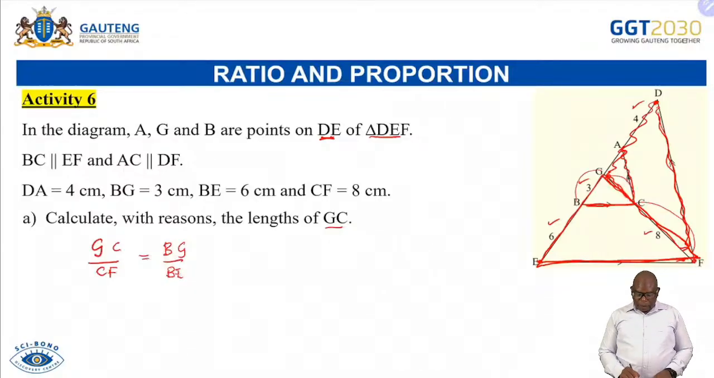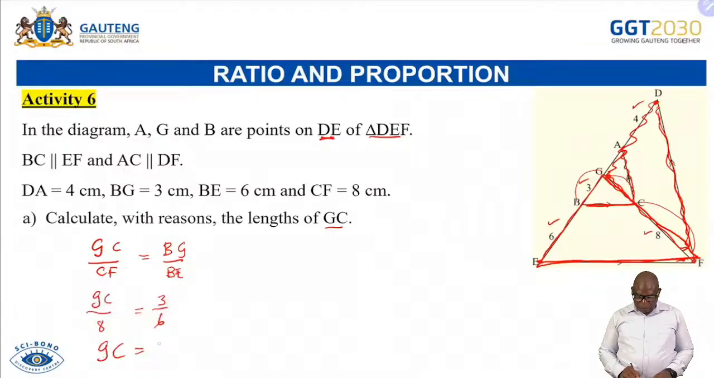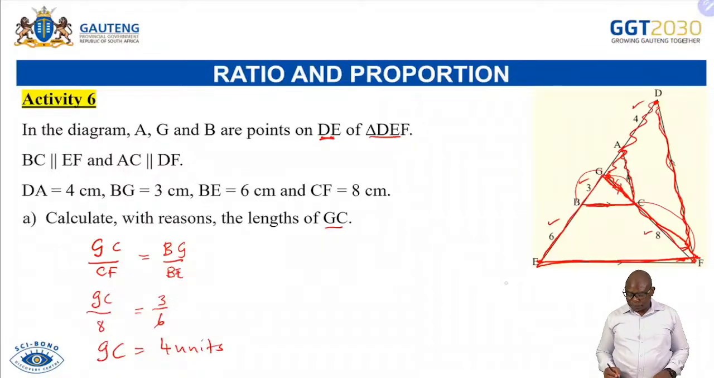BE. Now, let's substitute. GC, we don't have. CF, I have 8 units. BG, I have 3 units. BE, sorry, I have 6 units. So GC will be equal to 3 times 8 is 24 divided by 6, and that will be 4 units. So now I know that this side there is 4 units. So 4 over 8 is the same as 3 over 6. I think that will be correct.